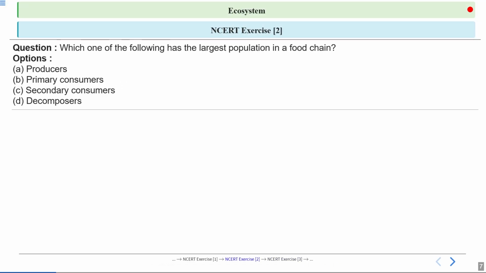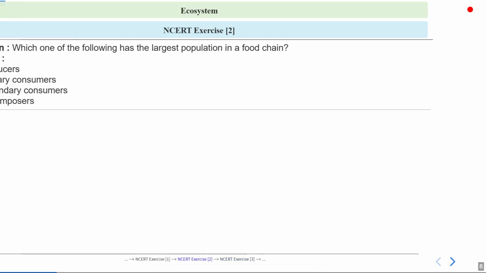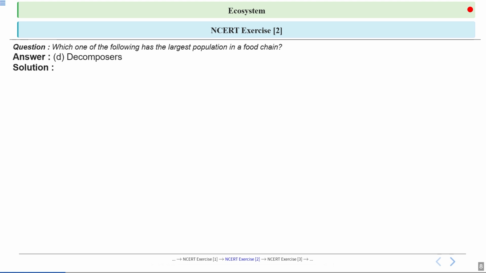Next question, which one of the following has the largest population in a food chain? The options are producers, primary consumers, secondary consumers and decomposers. What will be the correct answer? Okay, option number D, decomposers is the correct answer. Let's have a look at the explanation.